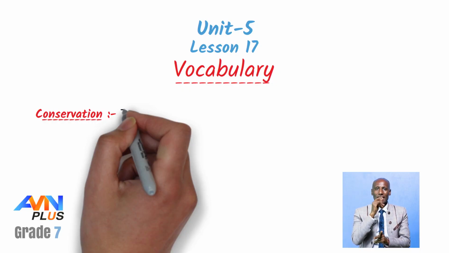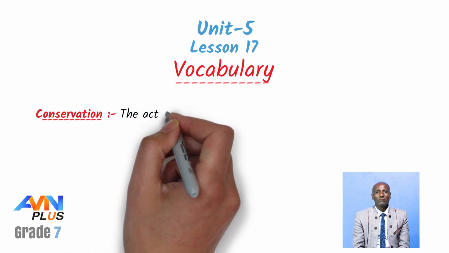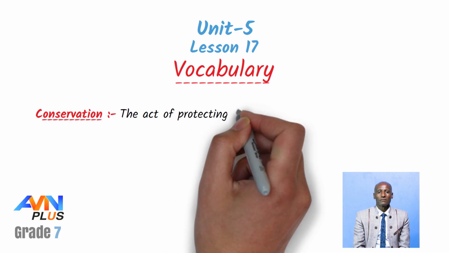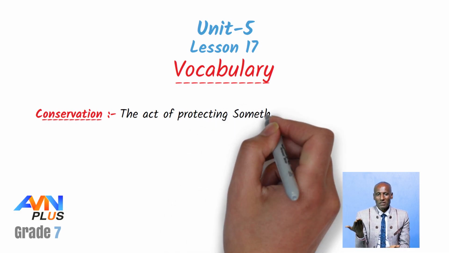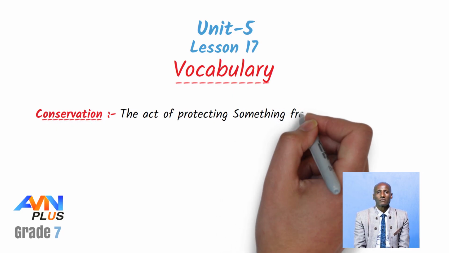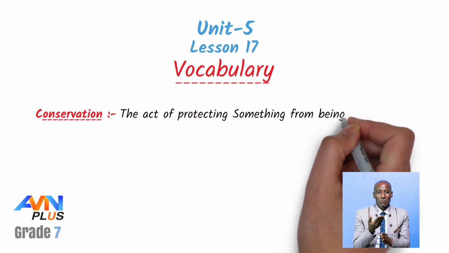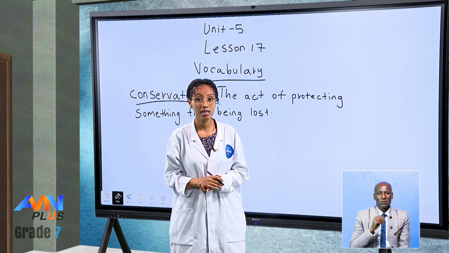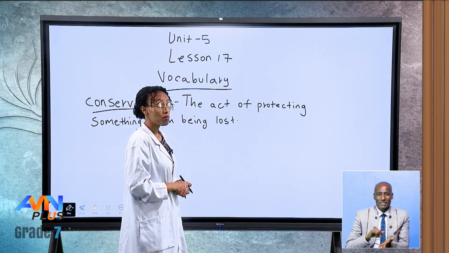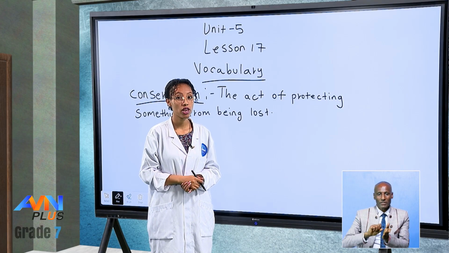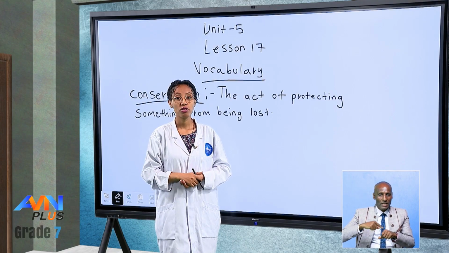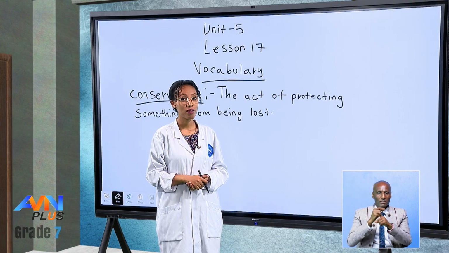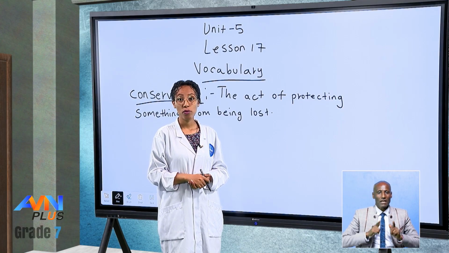Conservation is the act of protecting something from being lost or destroyed. This is what conservation is. For example, we have different kinds of conservation areas throughout the world. These conservation areas are set up by different governments around the world to protect the different wildlife that we have. That is the same with our country.